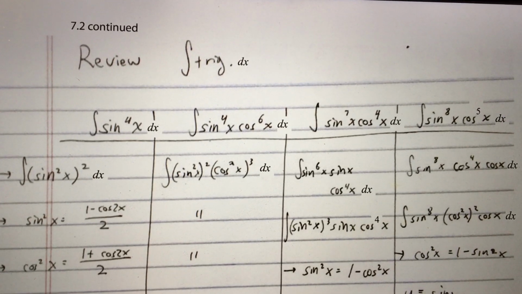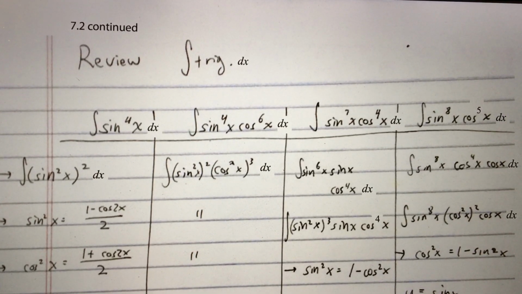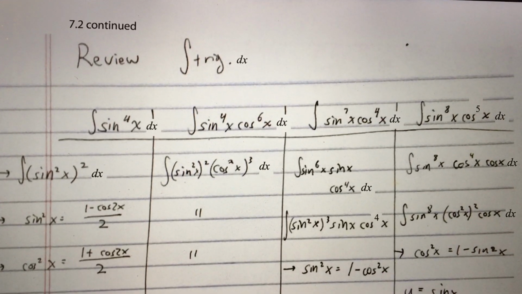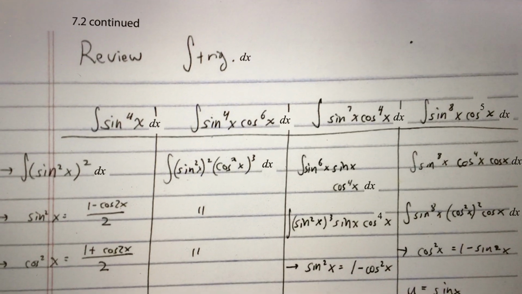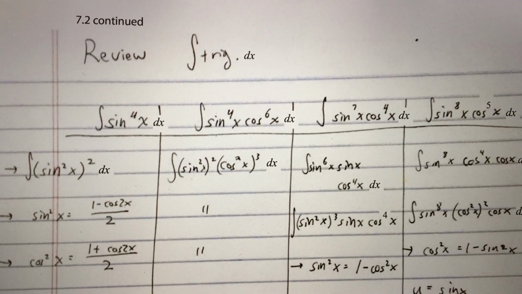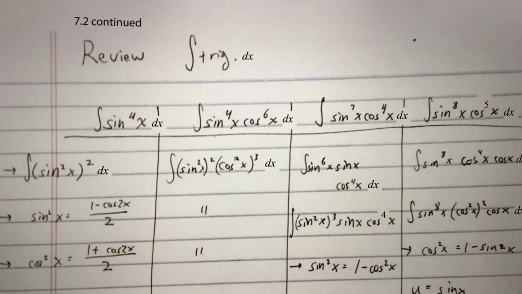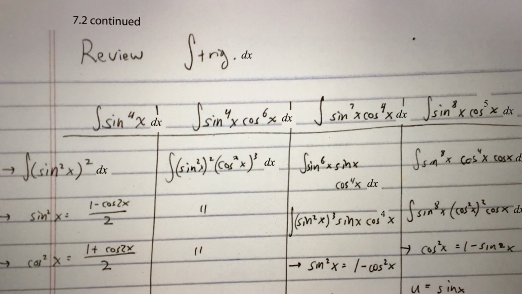Then the first thing to do is just to break down those powers until everything is squared. So if you have sine to the 4, that becomes sine squared x all squared. And then I'll use one of the trig identities, specifically I'll just replace sine squared x with 1 minus cosine 2x over 2.